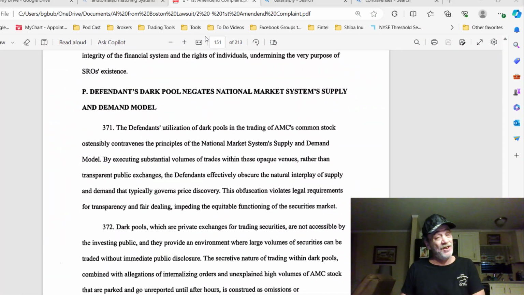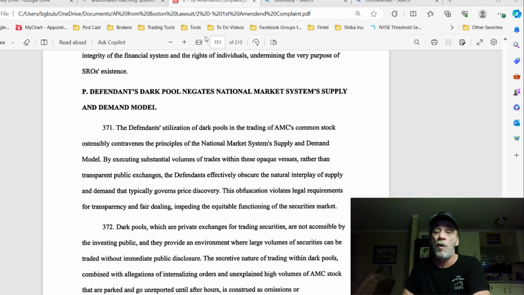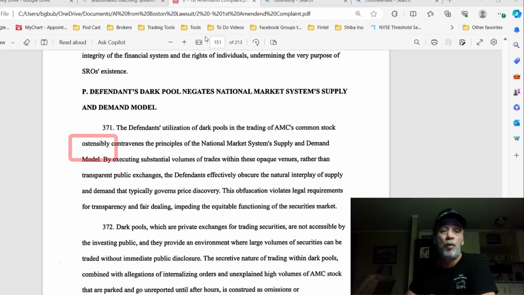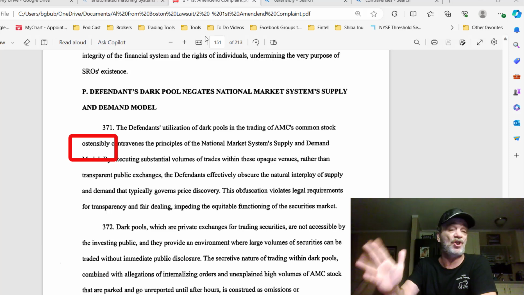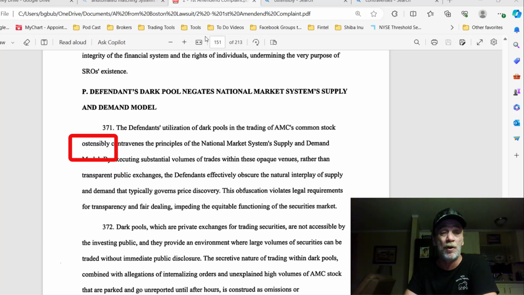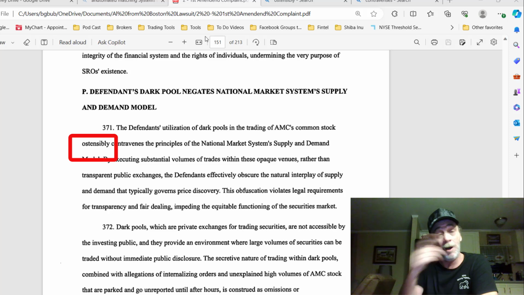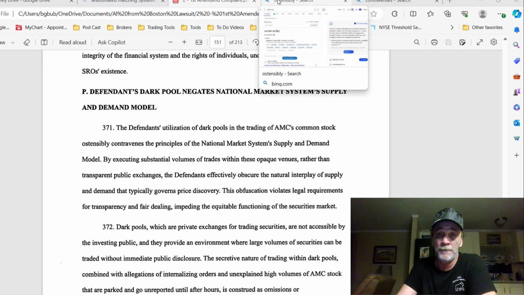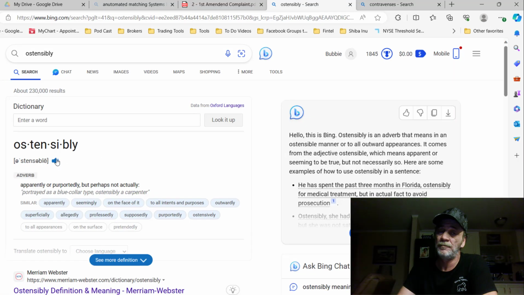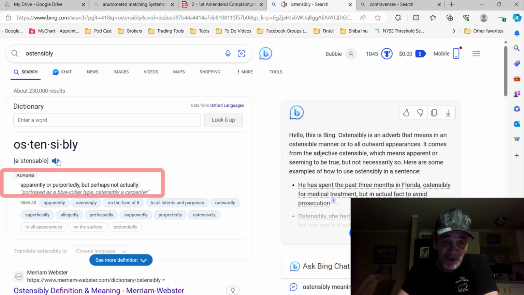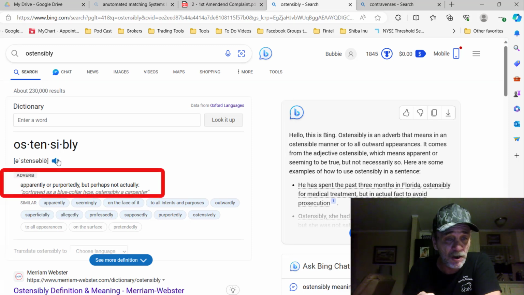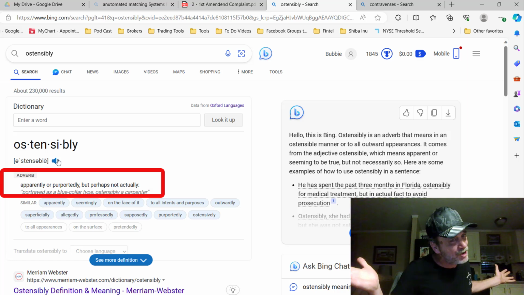It says in 371, "the defendant's utilization of dark pools in the trading of AMC's common stock, ostensibly..." Right there, I stopped, and I'm like, what the fuck is that? I've never seen that word before. You would only know that word if you played Scrabble. So I went to Google it, and that word, ostensibly, means apparently or purportedly, but perhaps not actually.